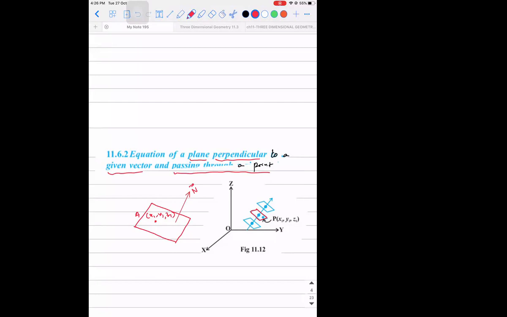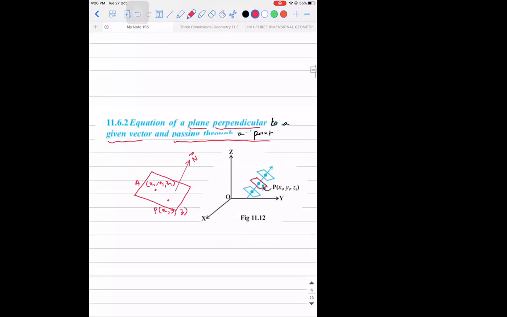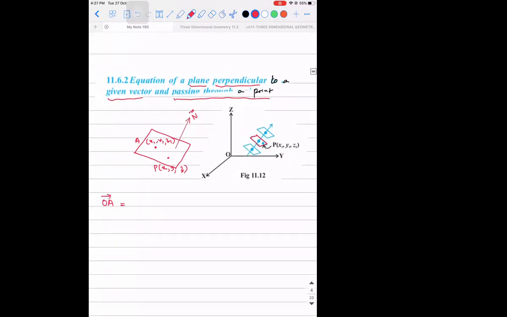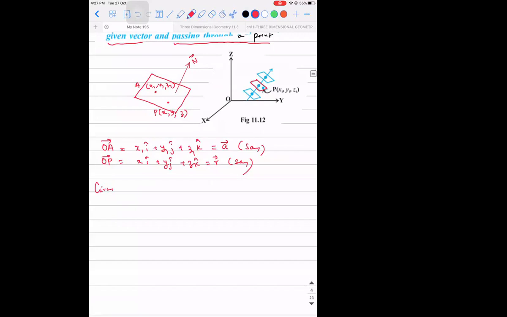Now tell me one thing. To find the equation of this plane, you need to consider a point. So what will be the general point that you will be considering? x, y, and z. Now, what is OA vector? OA vector will be x1 i cap plus y1 j cap plus z1 k cap. Accepted? OP vector will be x i cap plus y j cap plus z k cap. Let's call this r vector and this a vector. Given n vector.